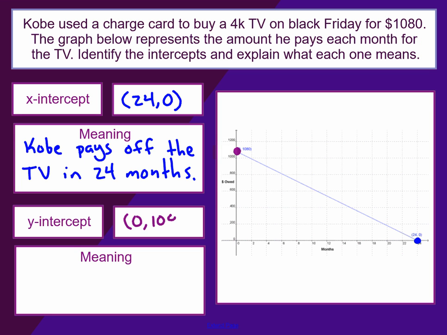And Kobe initially owes $1,080. That is it for this lesson.